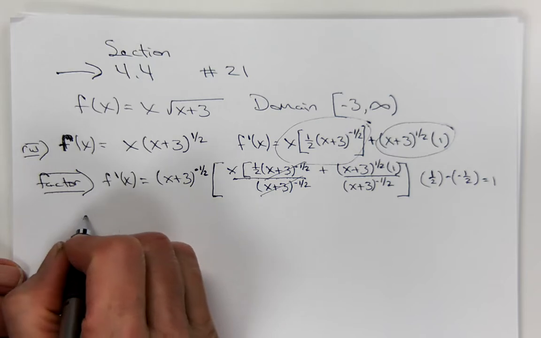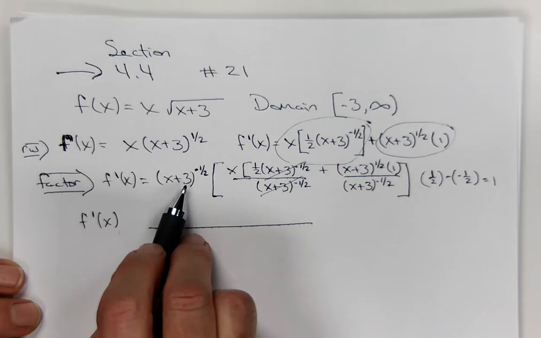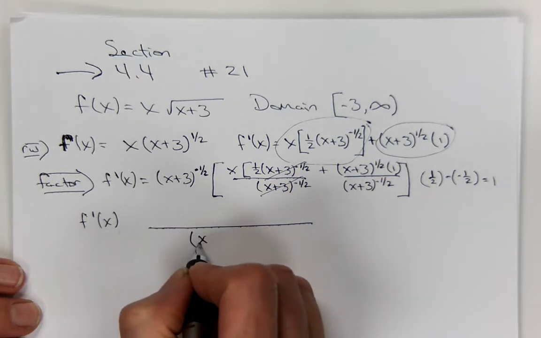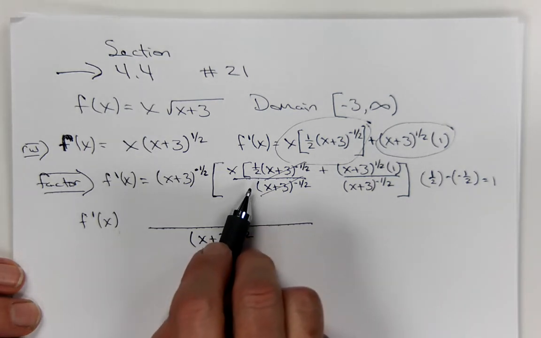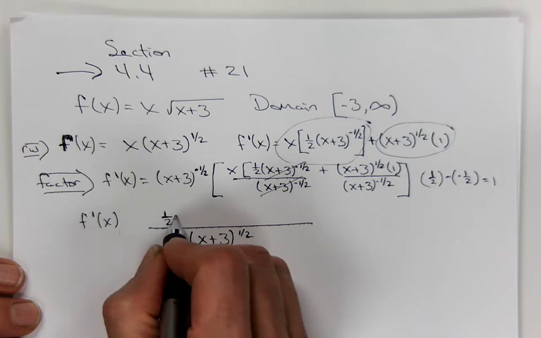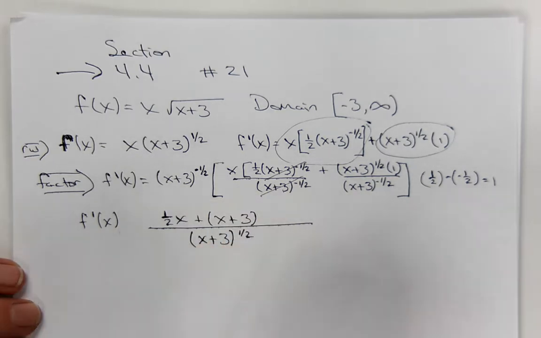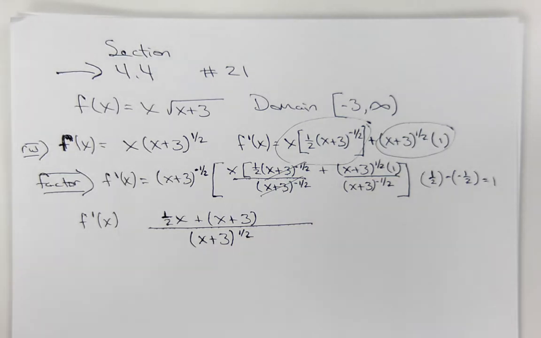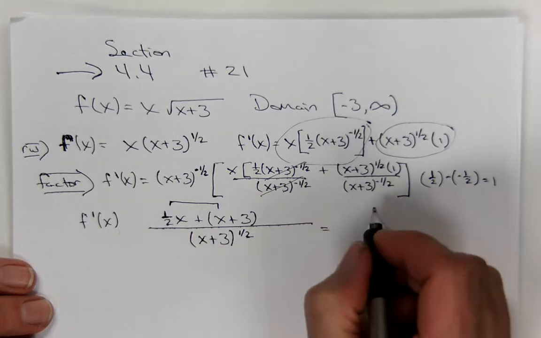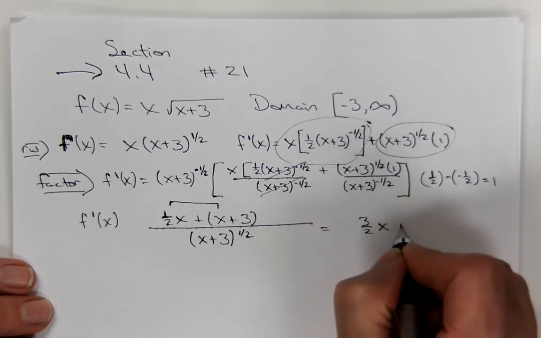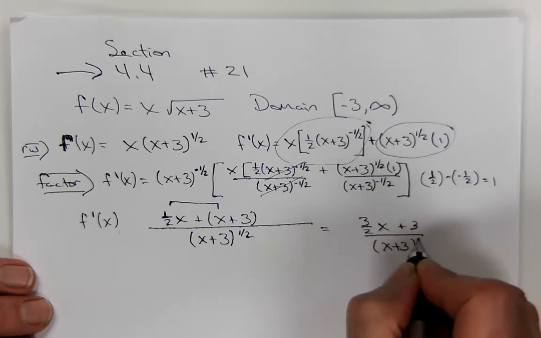So therefore, we have f prime of x. This is a denominator, so it's going in the denominator. It will no longer have a negative exponent. The numerator, then, what we have left is 1/2 x plus x plus 3 to the 1 power. And now we can combine like terms. And this is equal to 3/2 x plus 3 over x plus 3 to the 1/2.